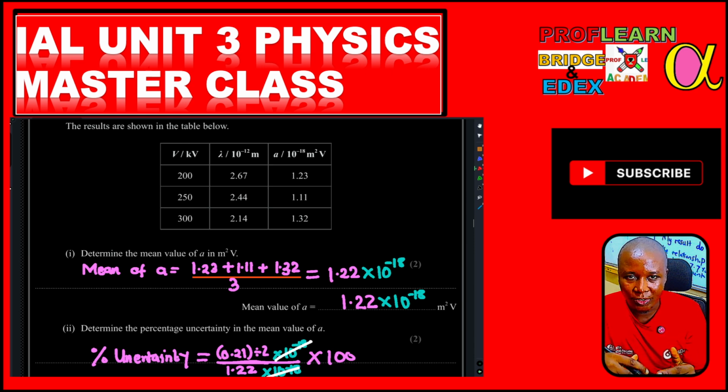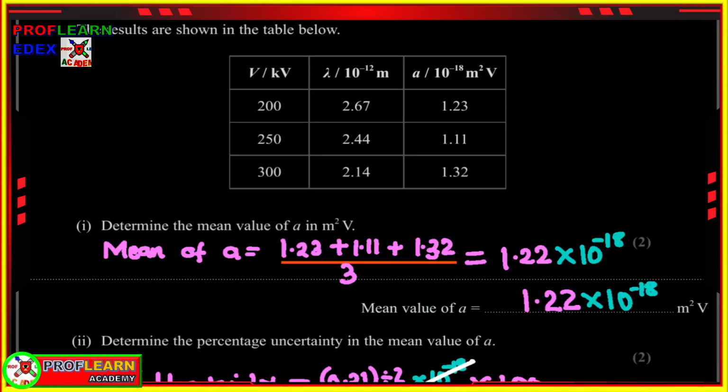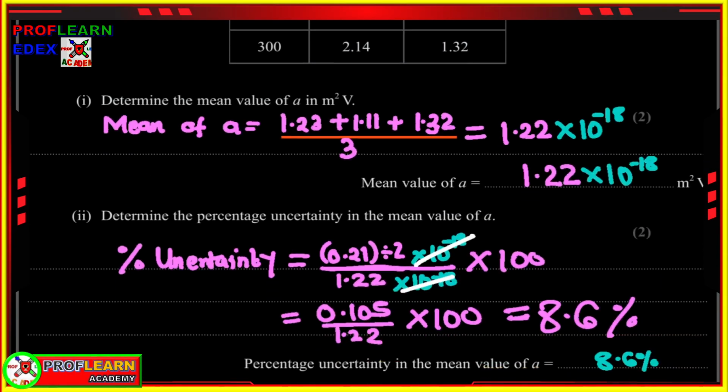Then once you have gotten that, you also need to work out the uncertainty. How do you get the uncertainty in this case? When you have multiple values, you take the largest minus the smallest. When you subtract them, you get what we call the range. And if you take half of the range, that gives you the uncertainty in this case. And that's what I've done here, so that I can get the mean.